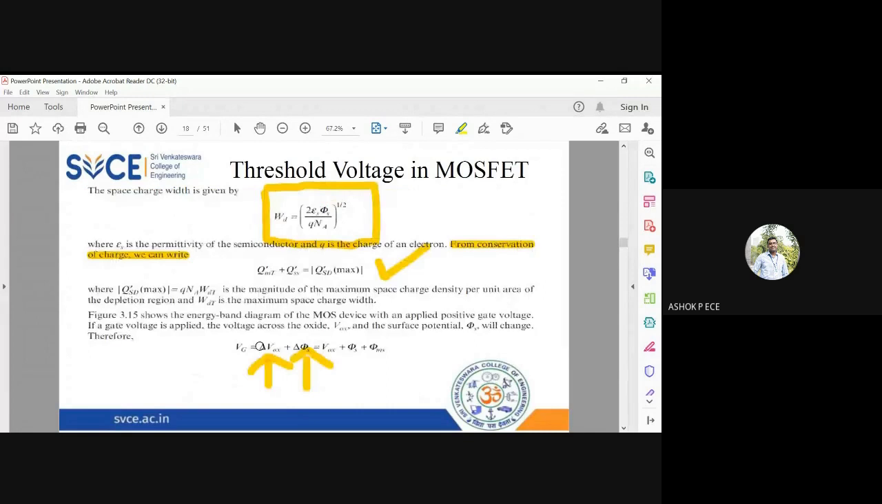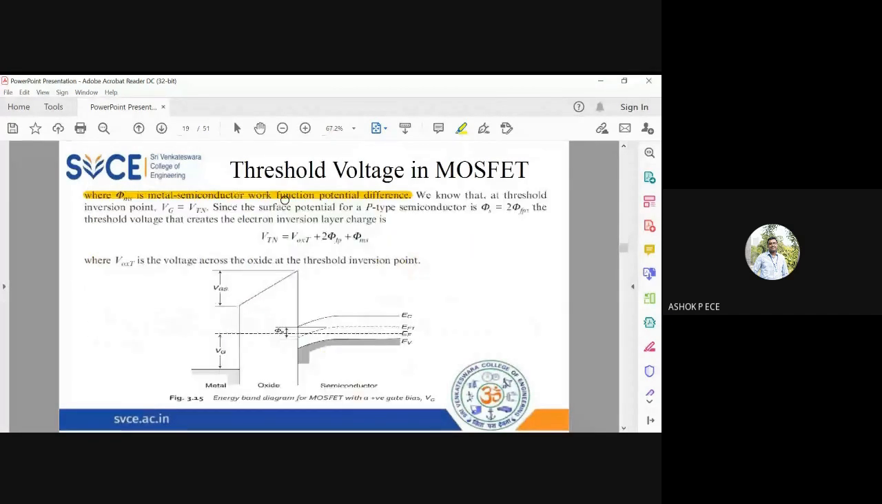So delta indicates variation. So I am seeing the variation in the oxide layer plus the variation in the surface potential, right? So I'm removing all the variation and I'm adding it directly. So it is the oxide layer induced voltage plus the surface potential of the semiconductor plus phi ms, which is the difference between the potential of your metal and semiconductor layer.